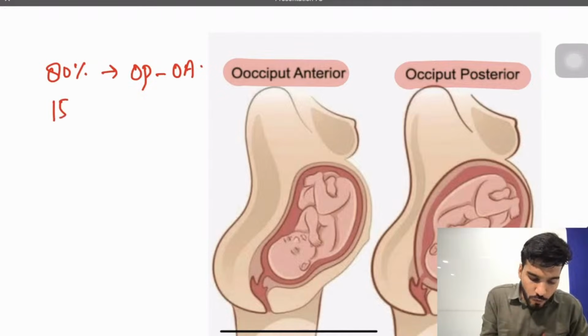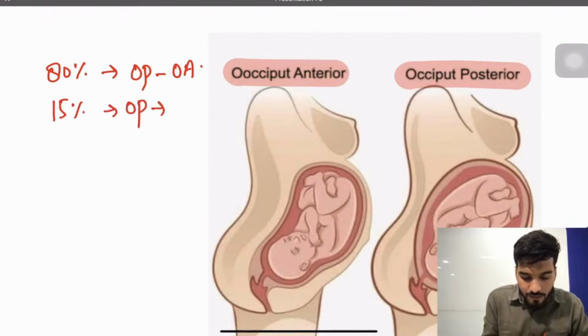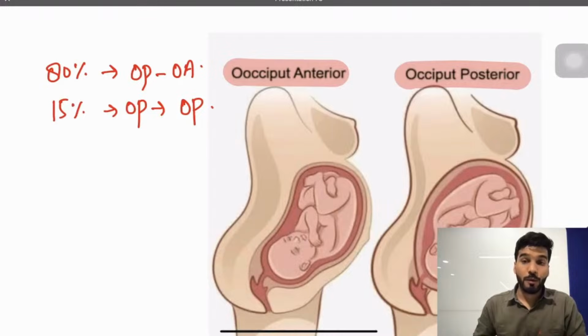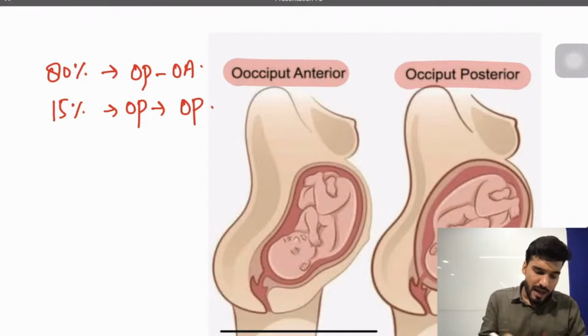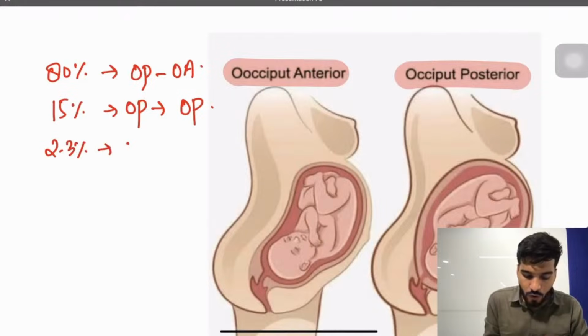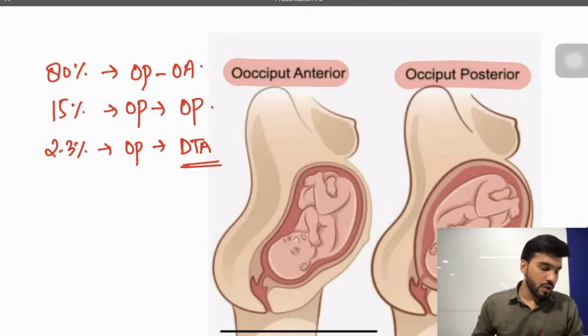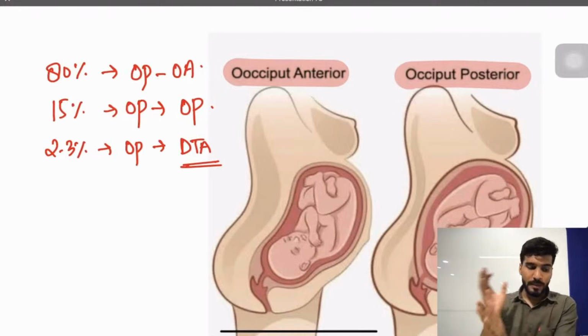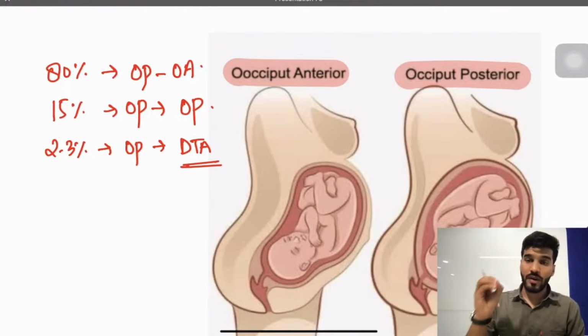So 15% of occipito-posterior will remain occipito-posterior only. Now why are they not changing? Because of the type of the pelvis. That means the pelvis is not rounded. It is an oval shaped pelvis called anthropoid pelvis. And in 2 to 3%, the occipito-posterior gets stuck, which is called deep transverse arrest. So my dear students, we have 3 scenarios: occipito-posterior to occipito-anterior, then occipito-posterior remaining occipito-posterior only, and in 2 to 3% they try to rotate and in between they get stuck, which is called deep transverse arrest.